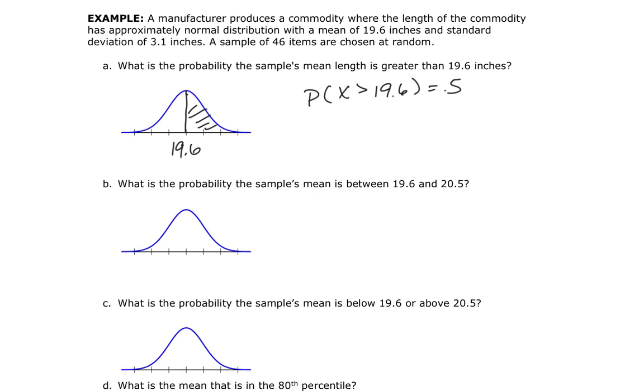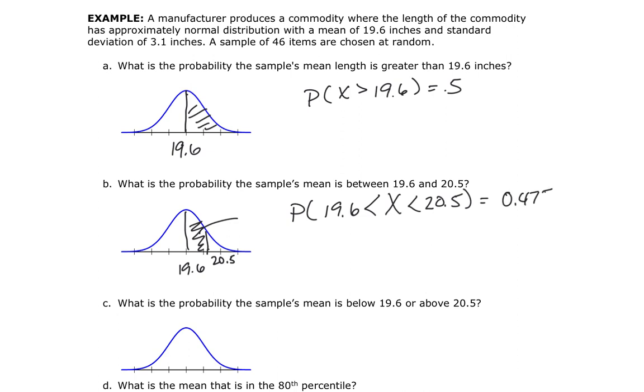What is the probability the sample's mean is between 19.6 and 20.5? So here is 19.6 and let's just assume this is 20.5. So that represents 20.5, and this is what I'm looking for. I'm going to put 19.6 in my A and 20.5 for my B, and then the sandwich between them, because that's what I'm looking for. So this is the probability that 19.6 is less than the capital X, which is less than 20.5. My spreadsheet calculates that for me, and I got 0.4755.